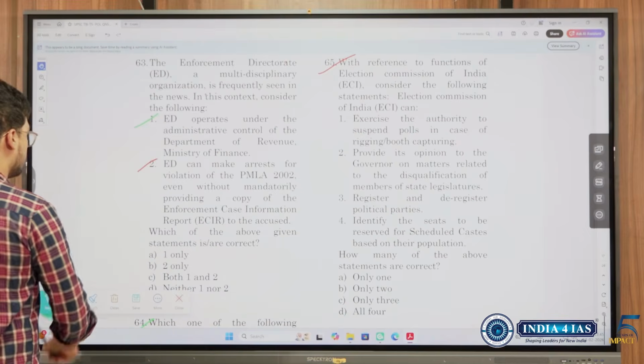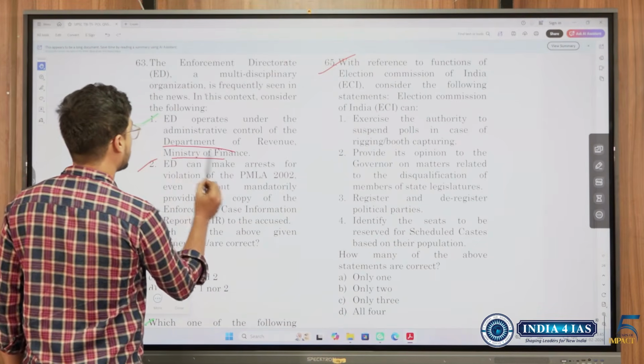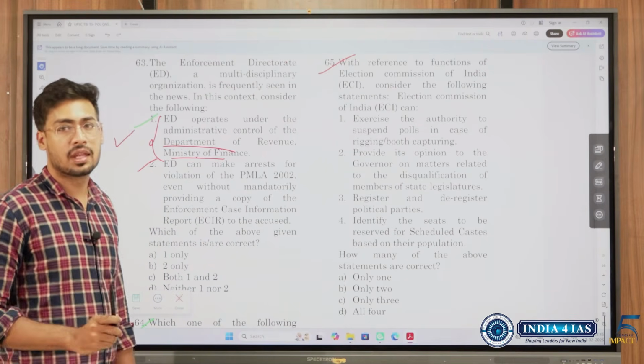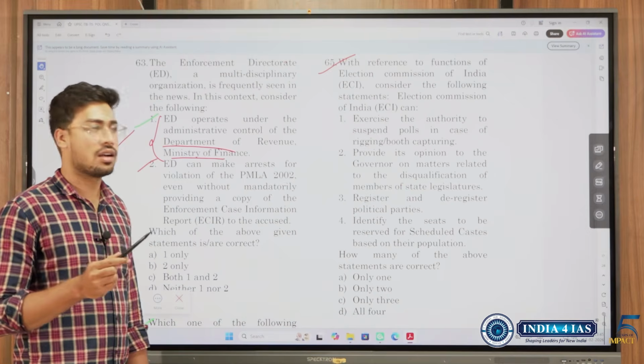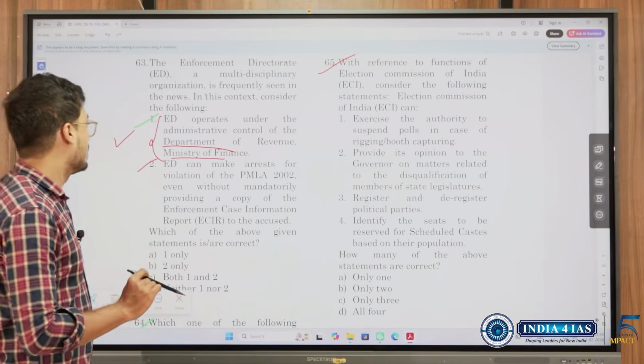Enforcement Directorate. See, it operates under the Department of Revenue, Finance Ministry. I expect you to know. See, Finance Ministry has which departments, and under each department which bodies work. Please make a note of it.